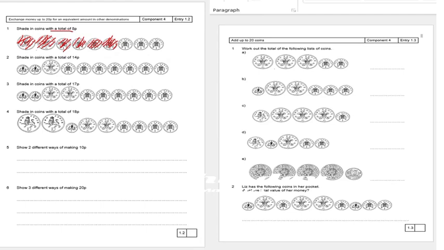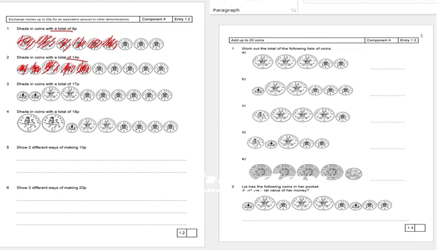Question number 2, shading the coins with a total of 14p. That's actually a 5 pence coin, sorry if it's a bit small. That's another 5 pence coin, so that'd be 10p. That's going to be 12p, then 2 pence, 13 pence, and 14 pence. Again, a little disclaimer, there is more than one way to get the answer.